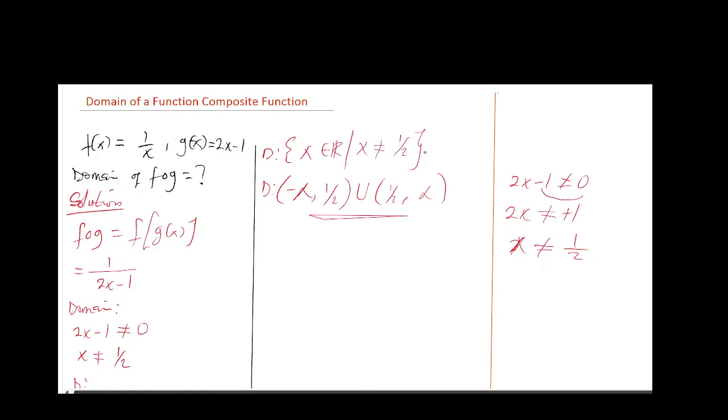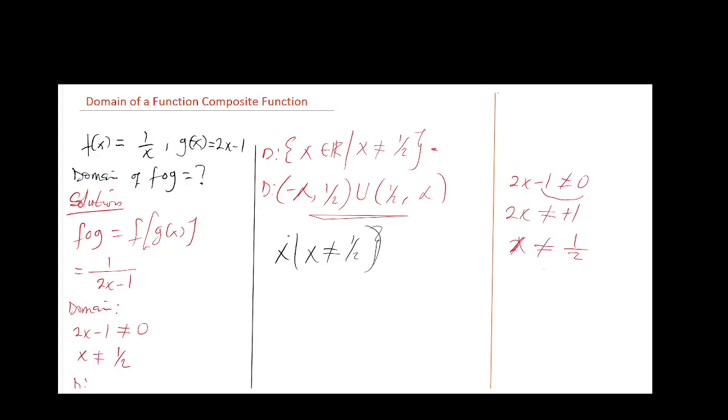For those who asked what is the difference between writing this set notation, which is x for x not equal 1 over 2, it is absolutely the same. If you write it like this, it's the same thing as writing x set of all real numbers where x is not equal 1 all over 2, right? So it is the same.